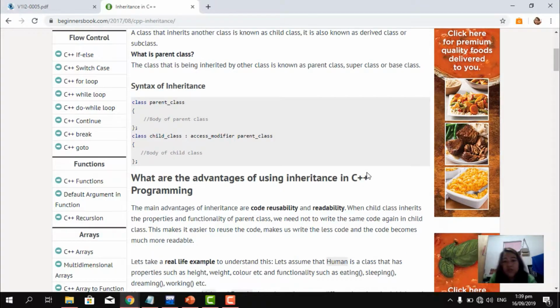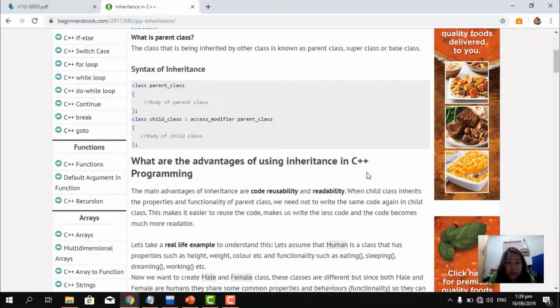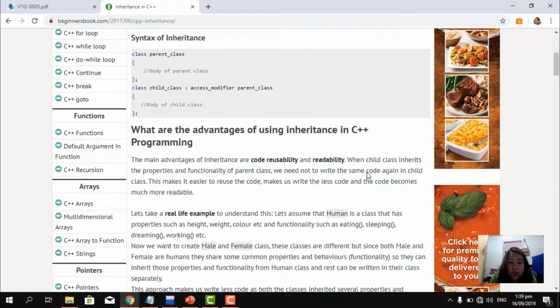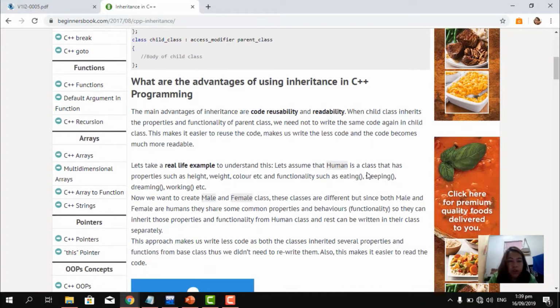What are the advantages of using inheritance in C++? The main advantages of inheritance are code reusability and readability. When a child inherits the properties and functionality of the parent class, we need not write the same code again in the child class. This makes it easier to reuse the code, makes us write less code, and becomes much more readable.